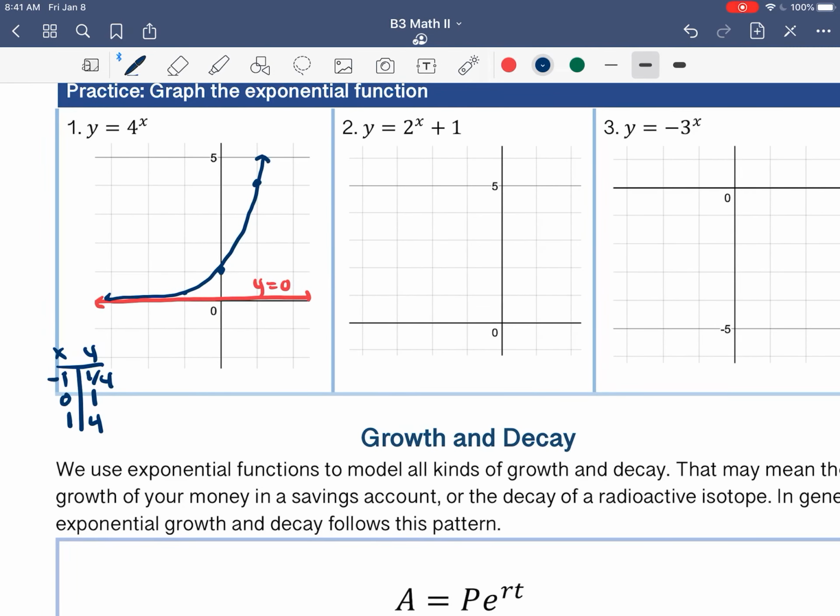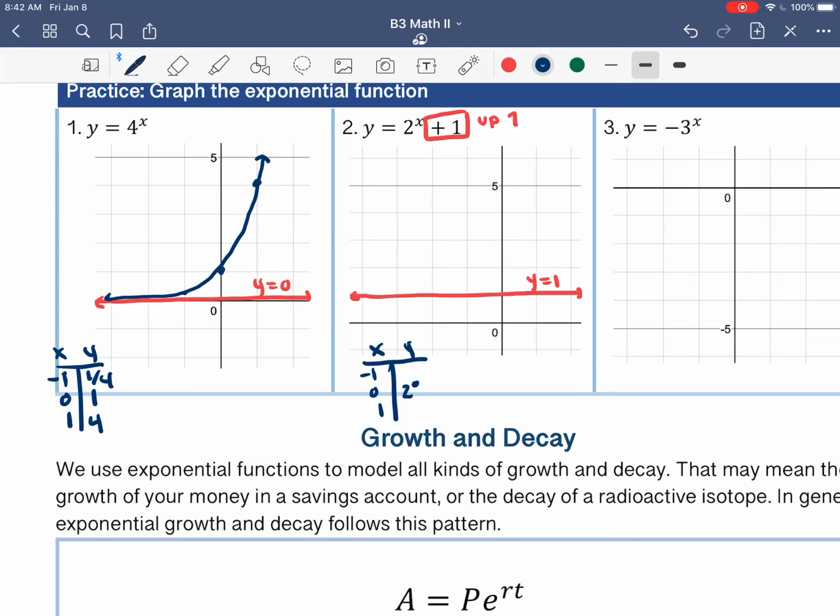Next we have 2 to the x power plus 1. I want us to notice here that this does have a vertical shift. So we move the whole function up 1. The asymptote is going to move up 1 from its original position. So I'm going to graph my asymptote at y equals 1 now, because we've moved the whole thing up 1. And then I will make my mini table here with -1, 0, and 1. These are slightly harder to plug in just because we have to add 1 after, but that's not too bad.